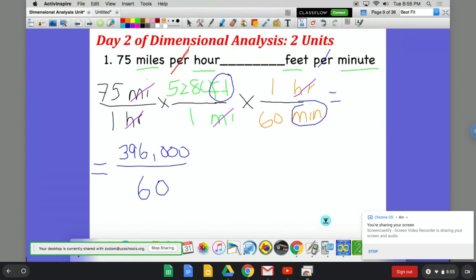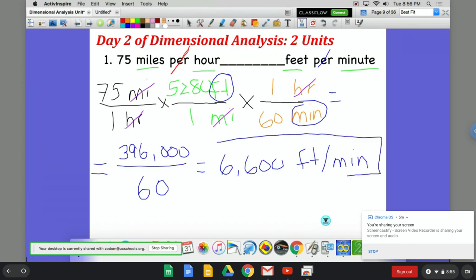So we have 396,000 divided by 60, which is going to leave us with 6,600 feet per minute. And that is our answer. So these do take a little bit of work.